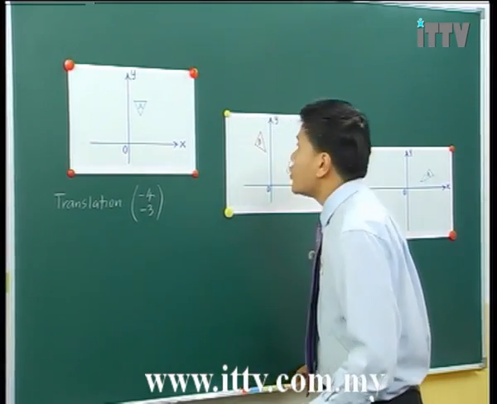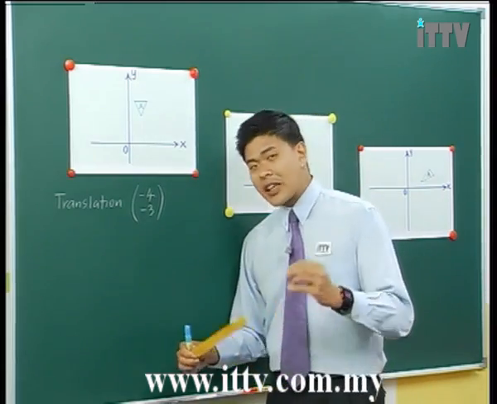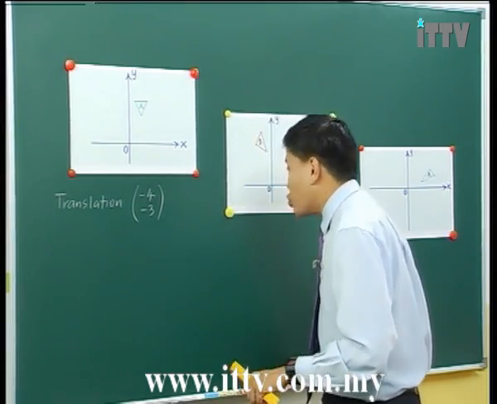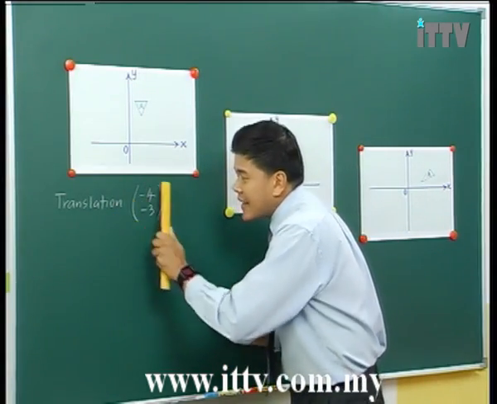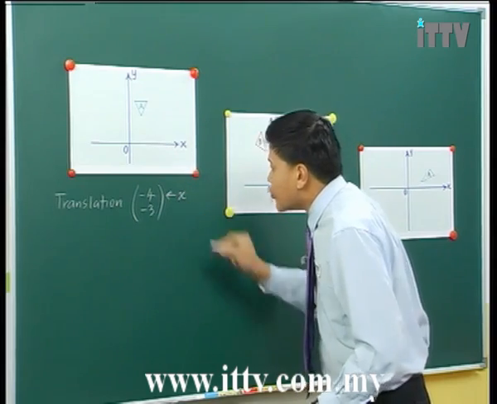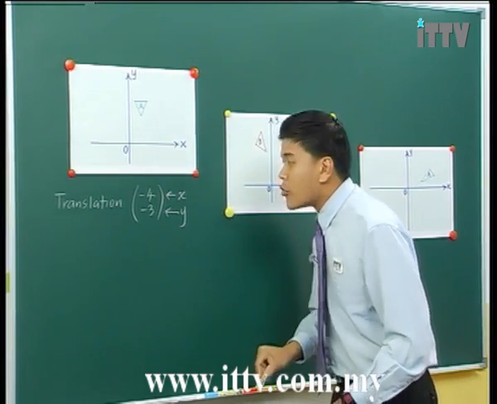Now, how are we actually going to draw the image of this object? So guys, remember, translation is actually made up of two parts. What are the parts? When you see a bracket in vector form, the top number represents the movement on the X, and the bottom represents the movement on the Y.